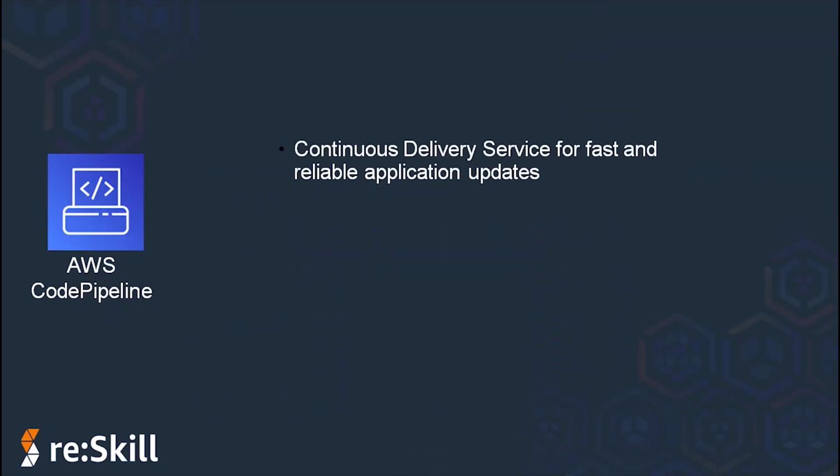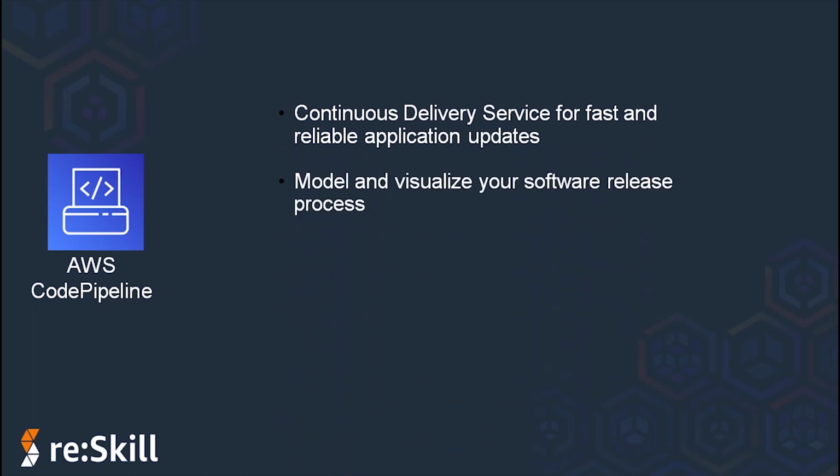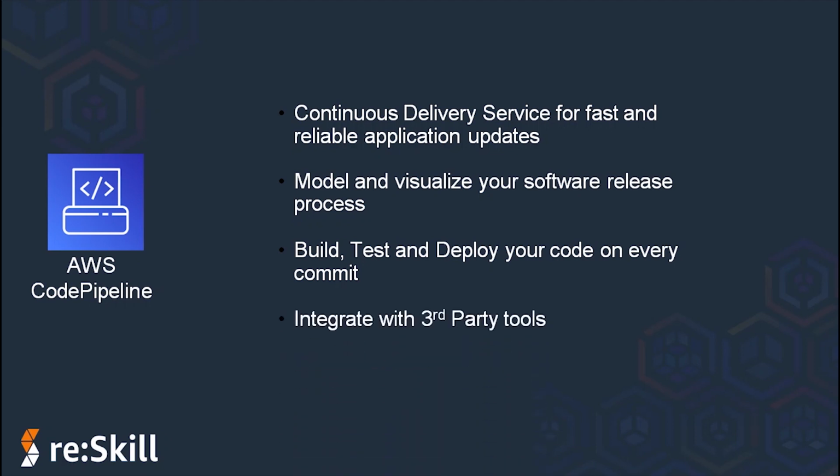Code Pipeline is a continuous delivery service for fast and reliable application updates. It enables us to visualize our software release process. It builds, tests, and deploys your code on every commit in the Code Commit repository. It can integrate with third-party tools.